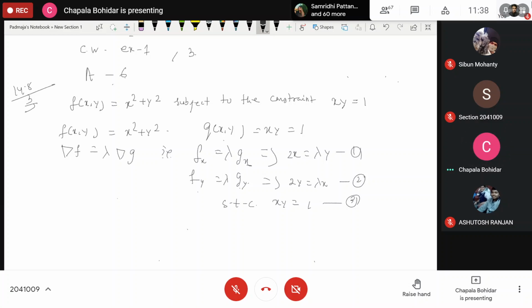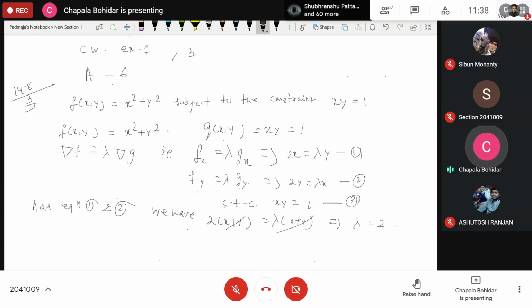Add them. So what is the value of lambda we can get here by adding these two equations, 1 and 2? We have lambda into x plus y. So these two cancel out. This implies lambda is equal to 2.